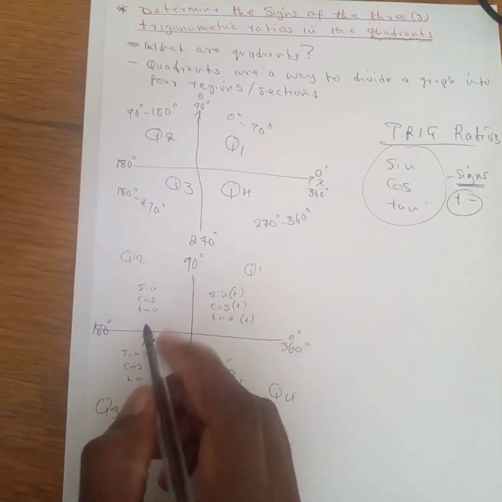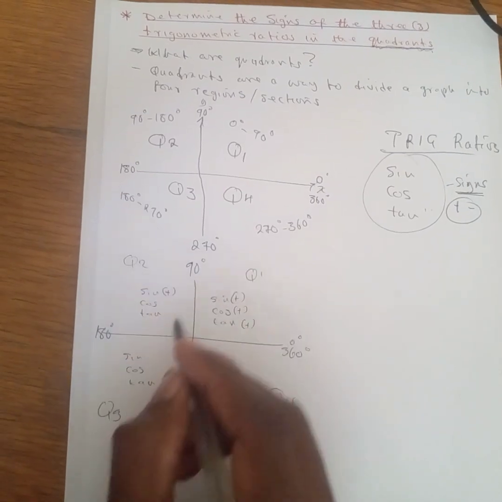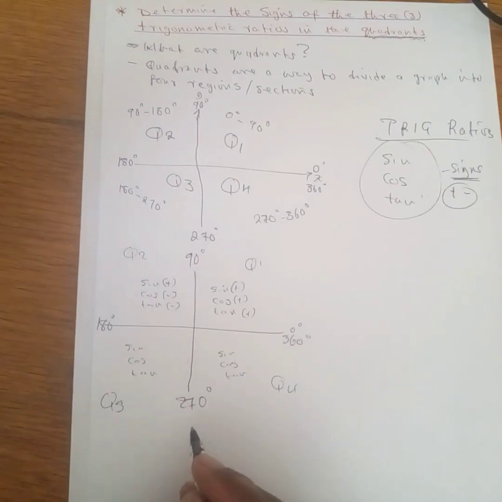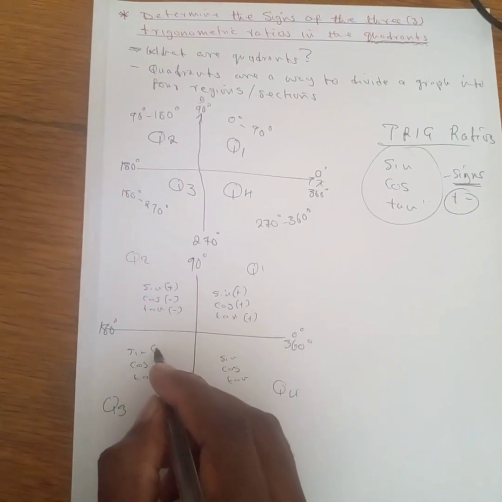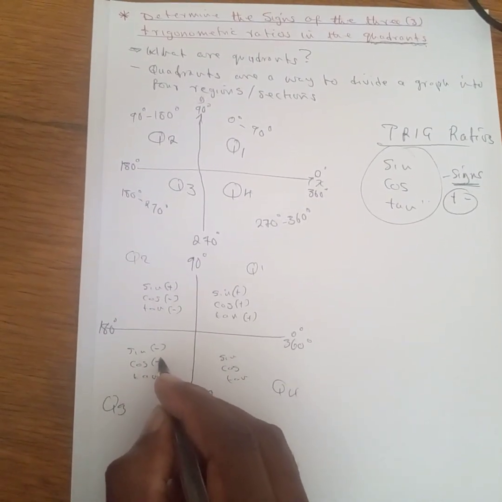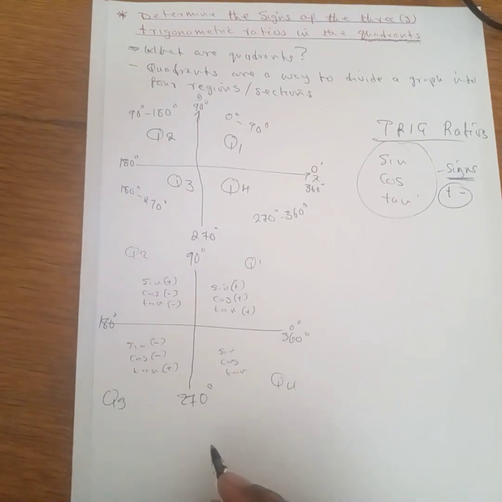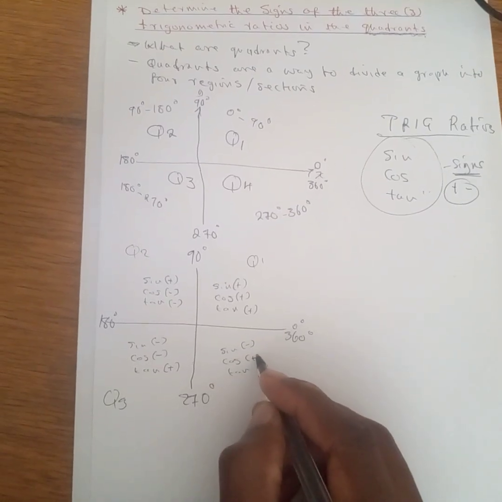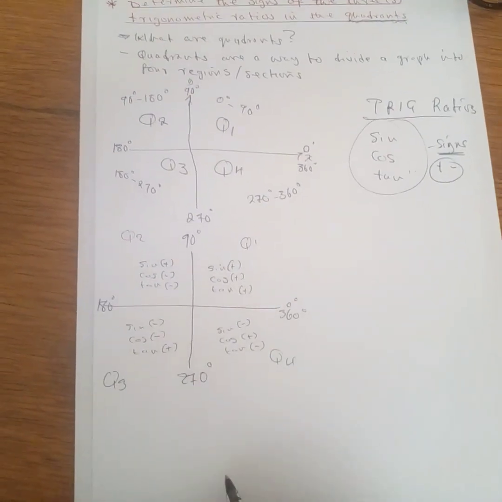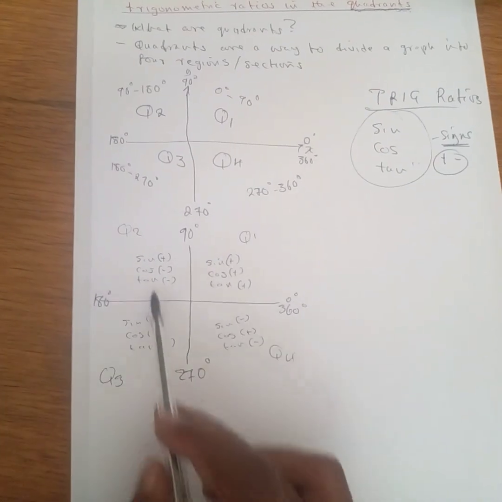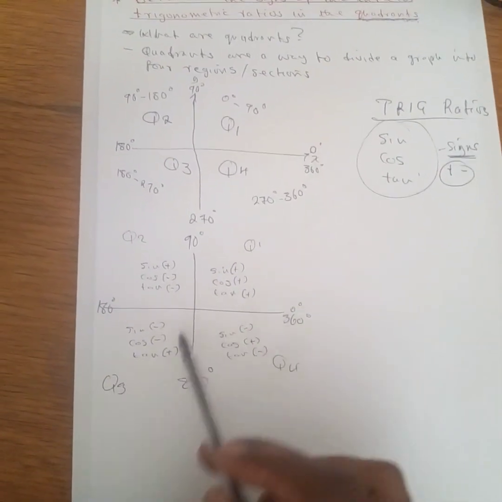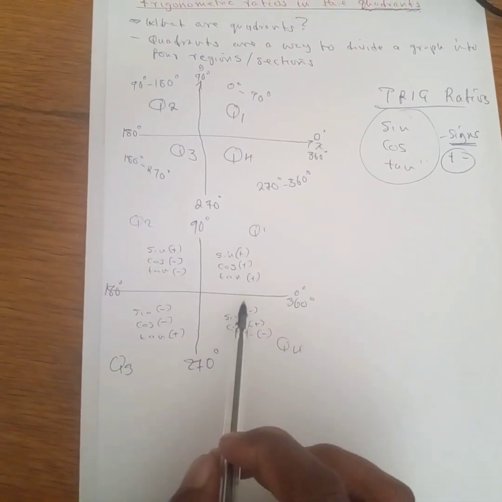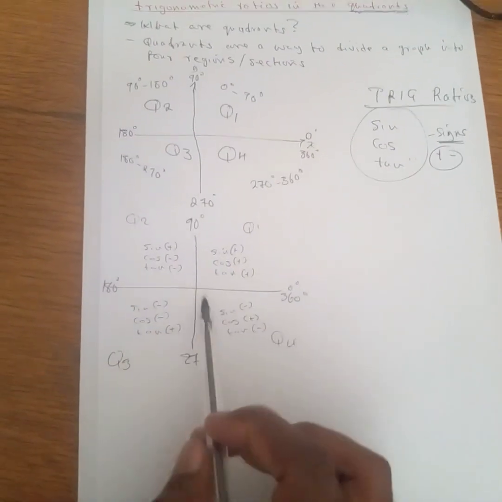But in the second quadrant, sine is positive, and cos is negative, tan is negative. On the third quadrant, sine is negative, cos is negative, and tan is positive. Then on the fourth quadrant, sine is negative, cos is positive, and tan is negative. So these are the signs attached to these ratios. You need to memorize and know these signs, because in the next lesson you need to apply these signs and ratios.